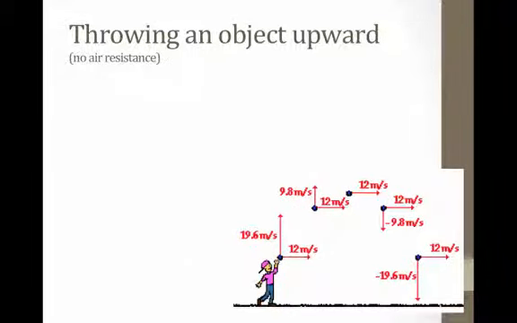Okay, so let's look at throwing an object upward. Of course, in free fall, so there's no air resistance. The only force acting on the object is gravity. So follow the picture below if you like. What happens to the velocity of the object when you throw it upwards? If you look at the picture, the vertical velocity going straight up is decreasing. And it is decreasing by 9.8 meters per second.